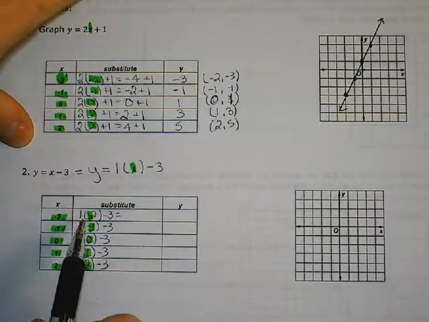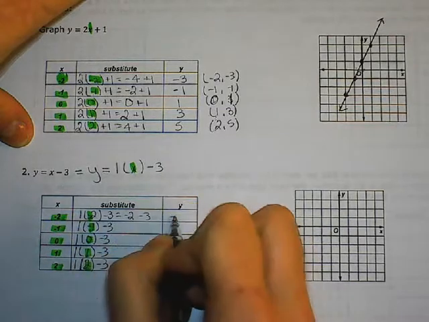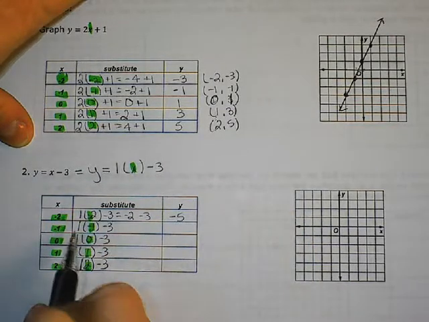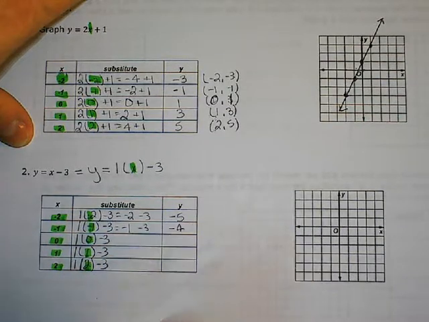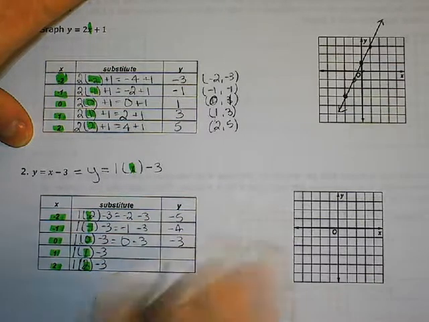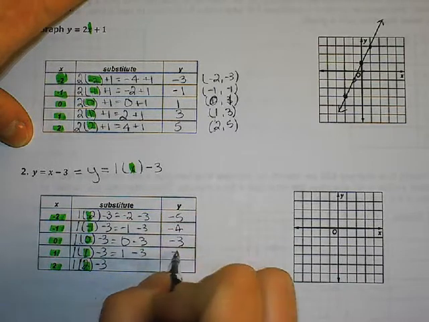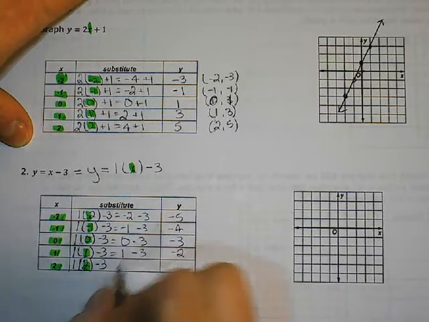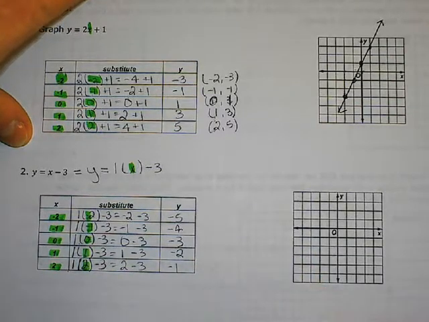I will solve these expressions. 1 times negative 2 is negative 2, minus 3 is negative 5. 1 times negative 1 is negative 1, minus 3 is negative 4. 0 minus 3 is negative 3. 1 times 1 is 1, minus 3 is negative 2. 1 times 2 is 2, minus 3 is negative 1.